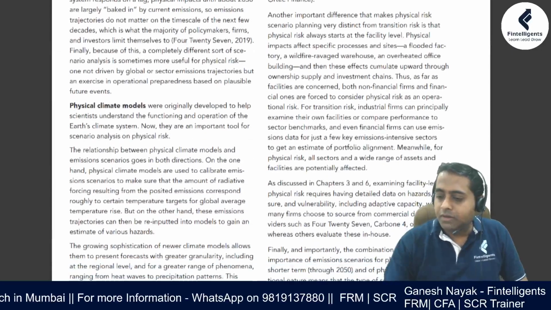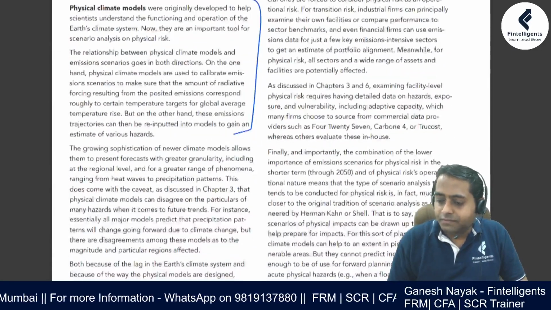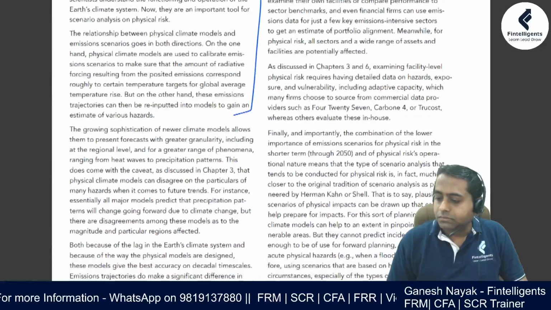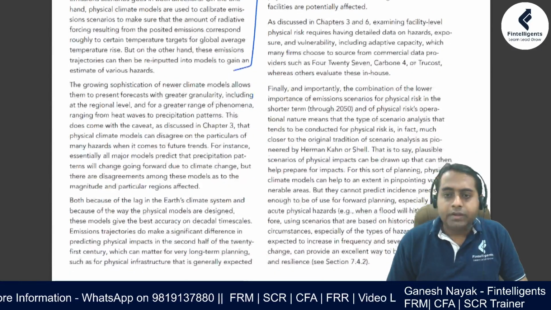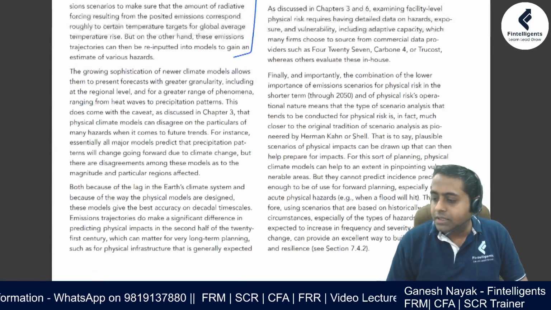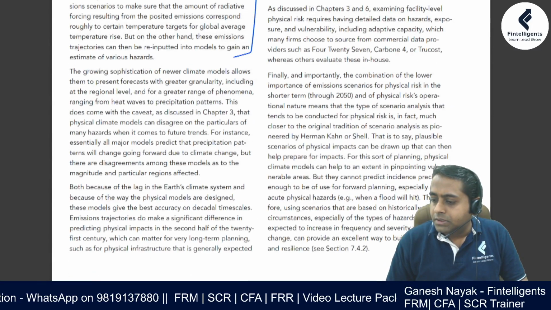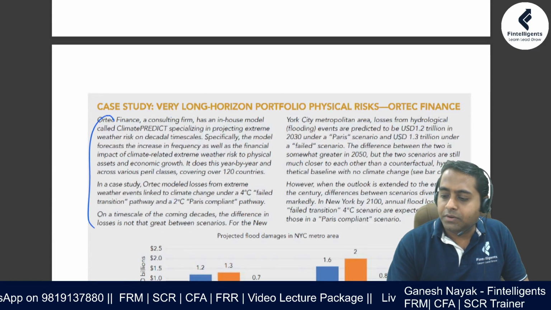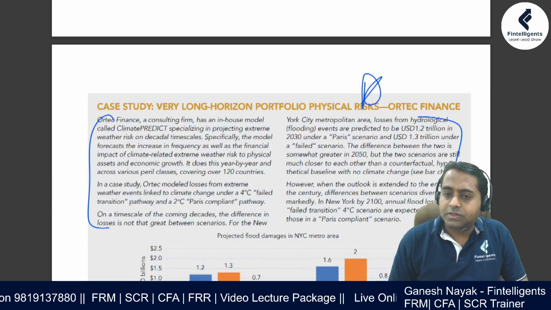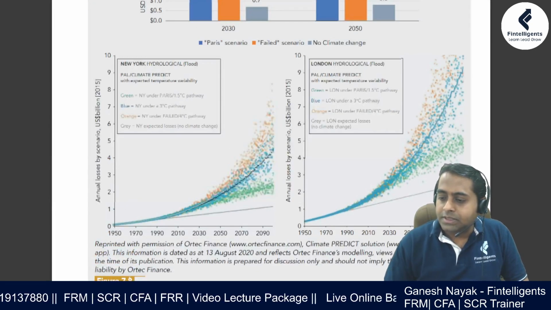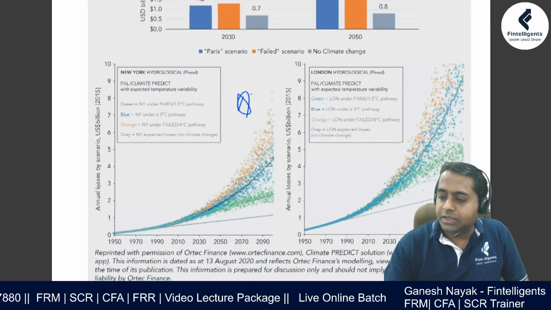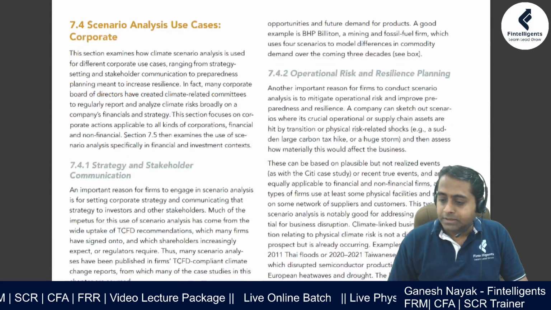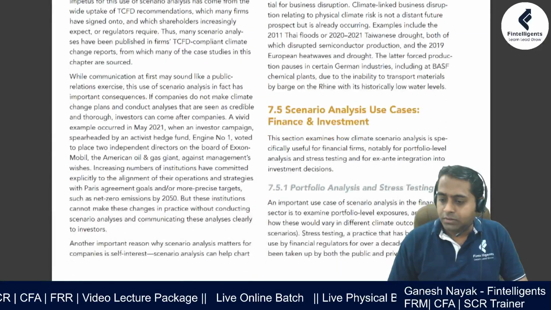Physical climate model, the first two paragraphs. And then basically we are going to look at the next one, Tech Finance. Yes, you can mark these case studies also as star. A basic understanding should be there about these diagrams. Stakeholders is okay.